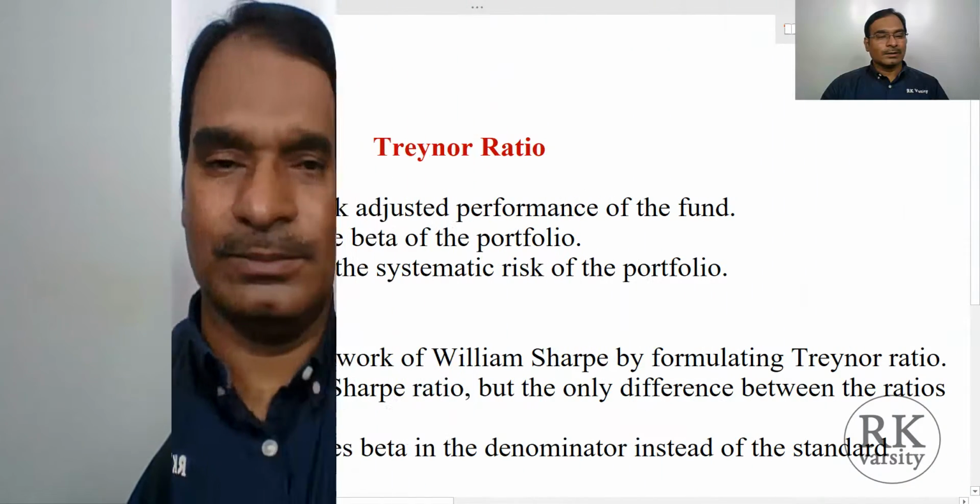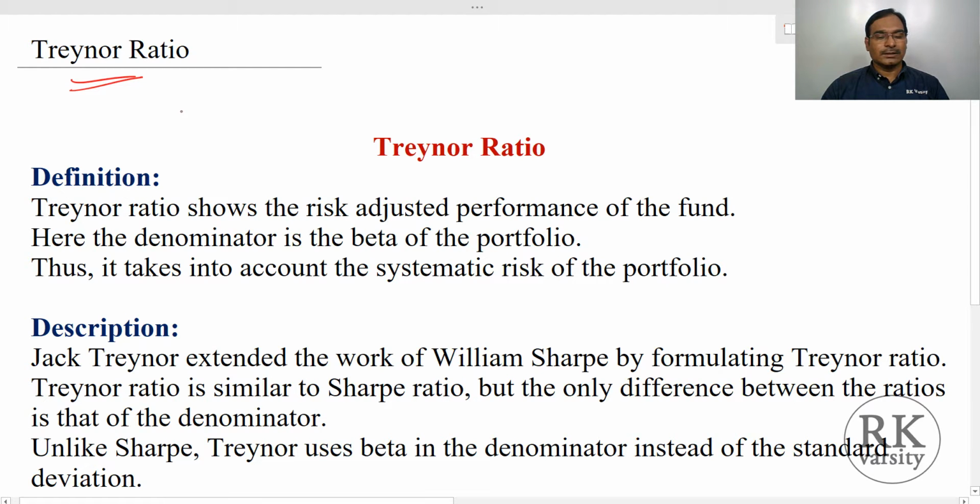Now I'll take you to my OneNote where I explain the definition of the Treynor ratio, the formula to calculate Treynor's ratio, as well as the difference between Sharpe index and Treynor's index, and then the interpretation of a Treynor ratio. Treynor ratio, also called a Treynor index, is a performance measure of mutual funds, or also this can be used to measure the performance of equities or securities.